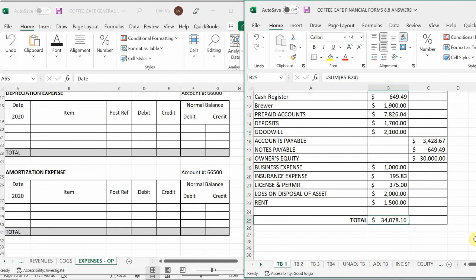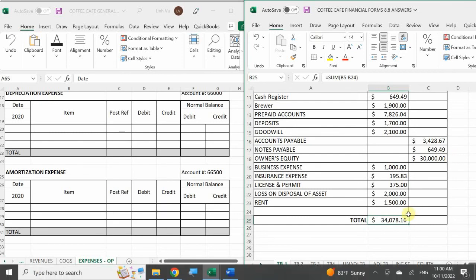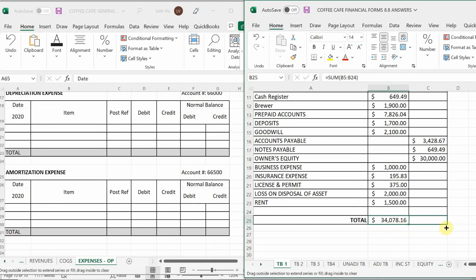So in this case, I can enter in the same formula to equal up my total amount of credits. Now in this case, my credits are pretty straightforward, right? 30,000 plus $3,428.67, right? We'll give you $33,428.67 plus $649.49 will give you the same exact number of that $34,078.16. Okay.